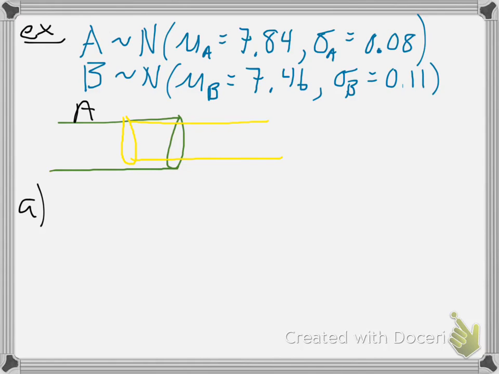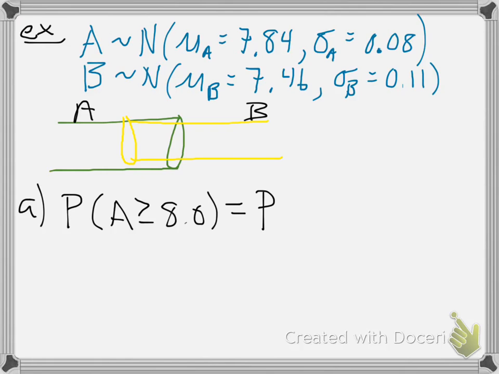because we're just looking for, well, here's tube A, here's tube B. We're just looking for the probability that some randomly selected tube A has a diameter greater than 8.0 centimeters. So we can solve this in a few ways. I'm going to take the z-table approach here. I can say, well, if I subtract the mean from each, the mean is going to be 7.84, standard deviation 0.08, and then I do the same thing on this side.